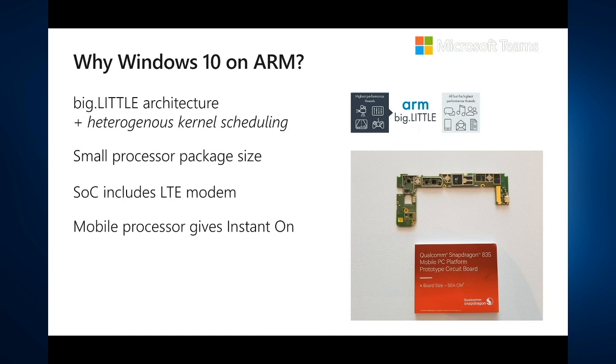And then because it's a mobile processor, it gives you instant on, right? Just like a phone. Press the power button, it's on. There are no spinning circles. There is no waiting for things to happen. And so these are some of the key reasons that we think Windows 10 on ARM provides value.